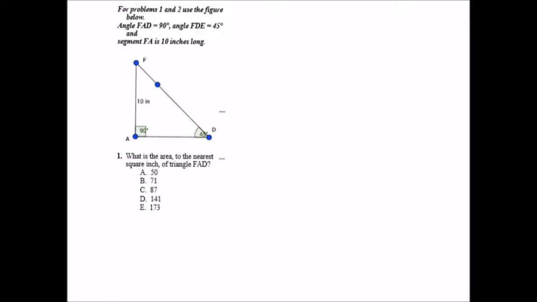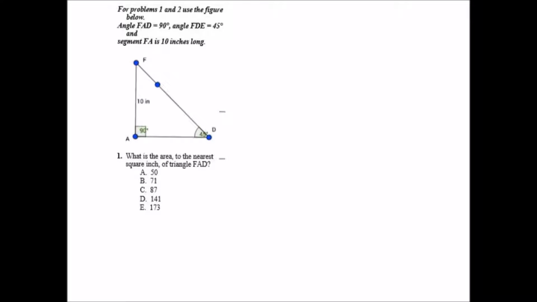Here we see angle FAD equals 90 degrees and angle FDE equals 45 degrees, and segment FA is 10 inches long. All of that is given. What is the area to the nearest square inch of triangle FAD? Well, in order to find the area, we have to find 1/2 the base times the height.